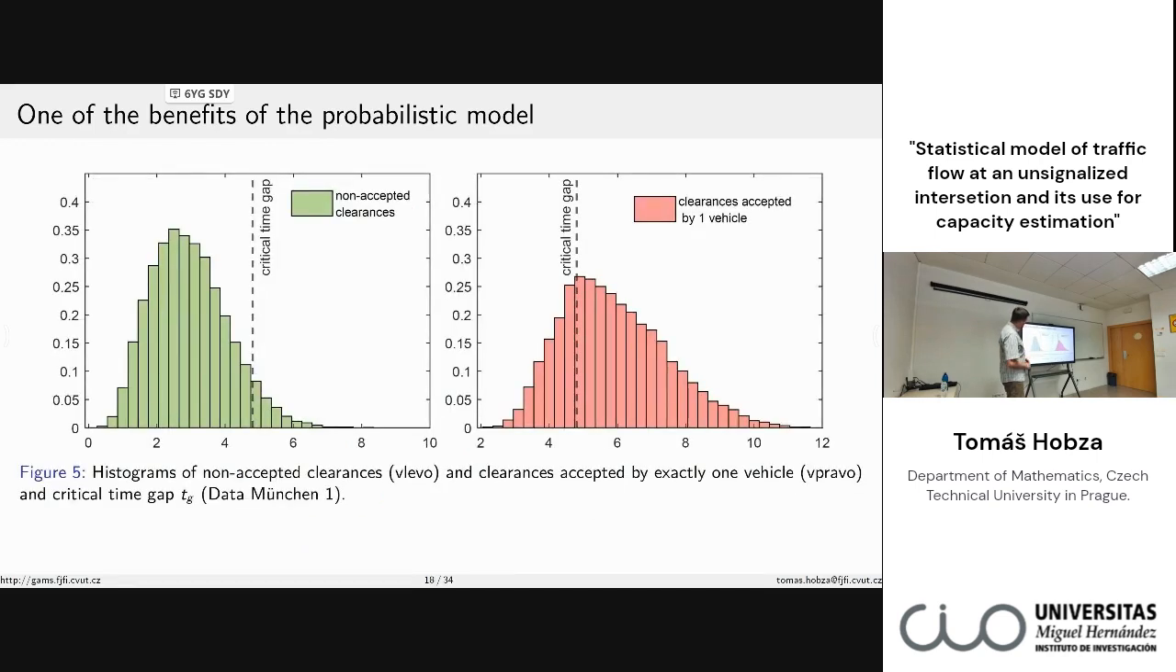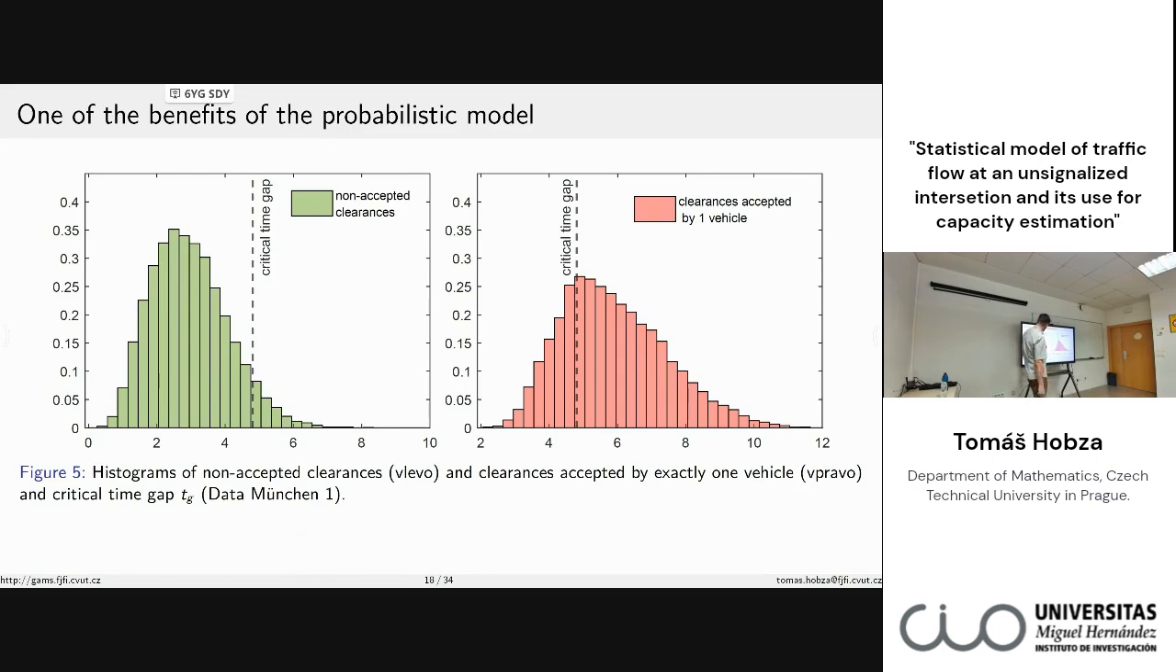Here it can be seen how unreal that is. The left histogram is the histogram of non-accepted clearances. This is from the real data, clearances which were not accepted, and again the critical gap. You can see here that there are clearances that were not accepted, even if they are bigger than the critical time gap. And even more, this histogram is a histogram of clearances accepted by one vehicle, and again the critical gap. Here there are a lot of clearances that were accepted by one vehicle, but the clearance is smaller than the critical gap. So in the original model, these should be non-accepted.